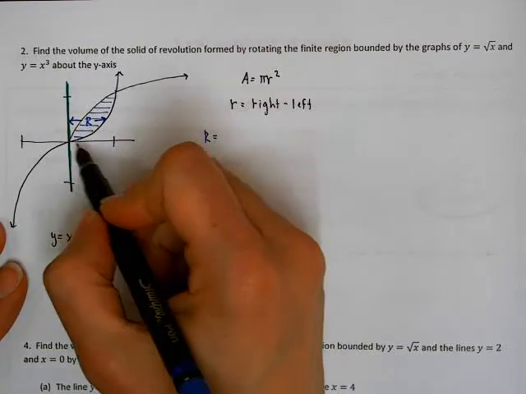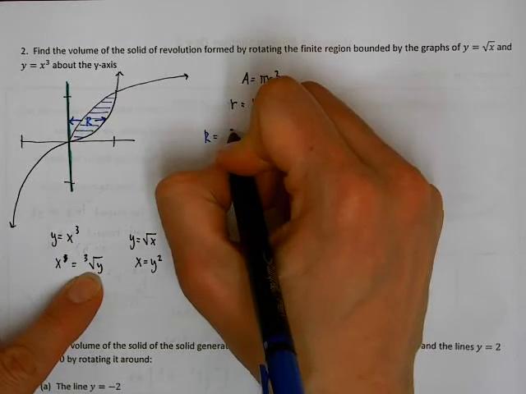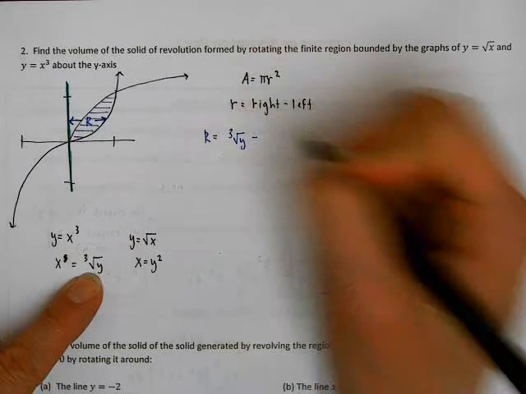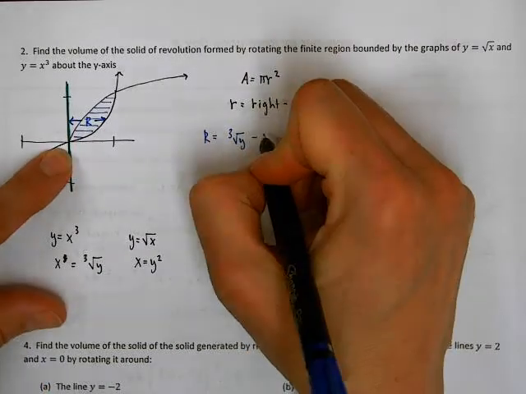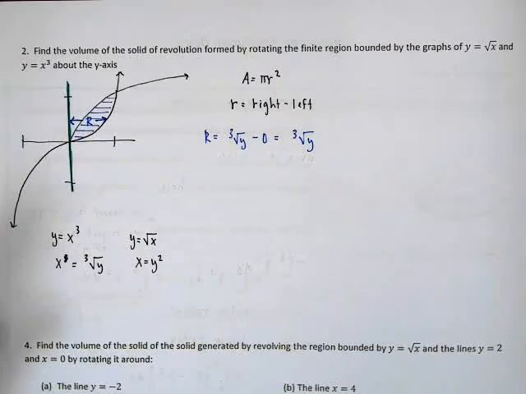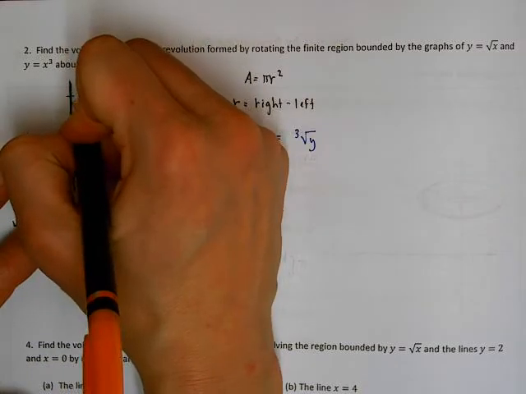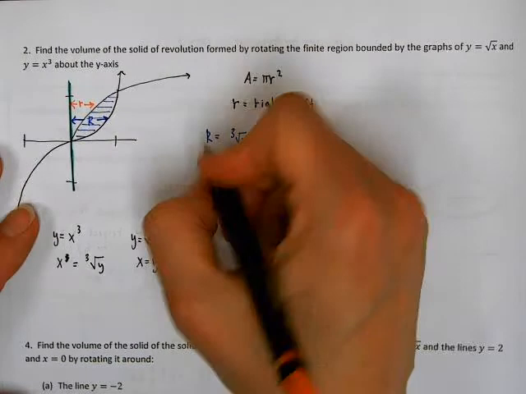So for y equals x cubed, I know that's the cube root of y, minus, since this is x equals 0, minus 0. So my big R is cube root of y. Remember, my little r is what fills in that blank space.